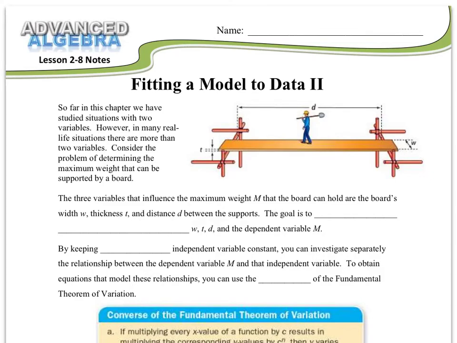This is lesson 2.8, fitting a model to data. This is like a continuation of lesson 2.7. So far in this chapter we have studied situations with two variables. However, in many real-life situations there are more than two variables.